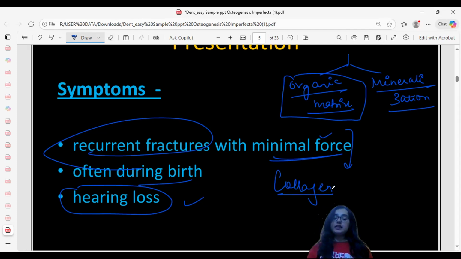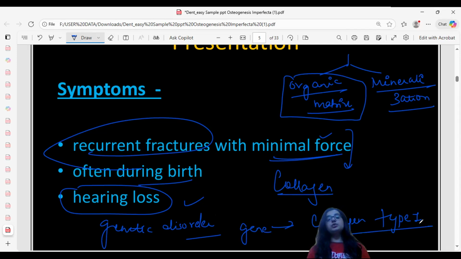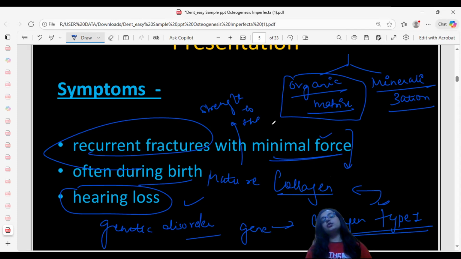So osteogenesis imperfecta is a genetic disorder, most likely autosomal, where a gene responsible for the formation of collagen type 1 gets impaired. Collagen type 1 is responsible for the formation of mature collagen, and it is this mature collagen that renders more strength to the bone. So what is happening is that the fetal collagen is not getting converted to the mature collagen, and the result is that the bones are fragile and more prone to multiple fractures. That is the problem over here.